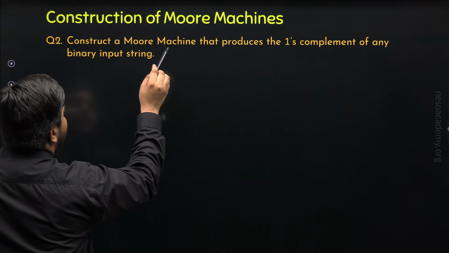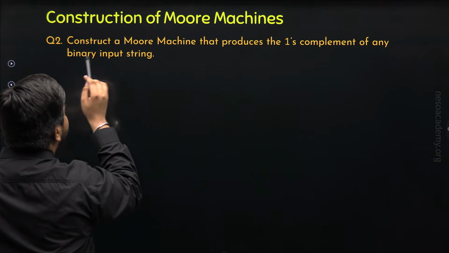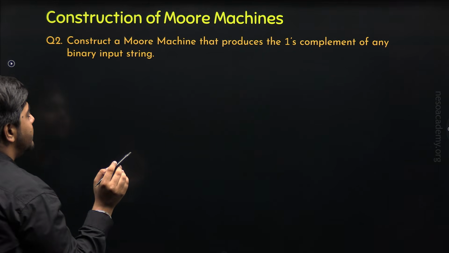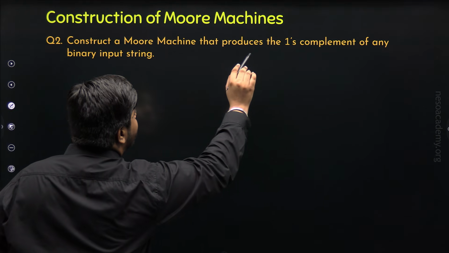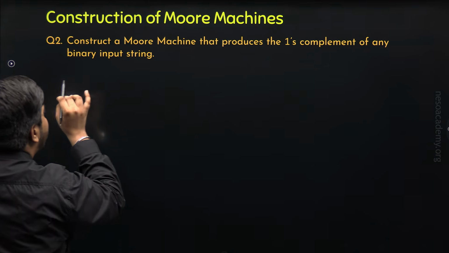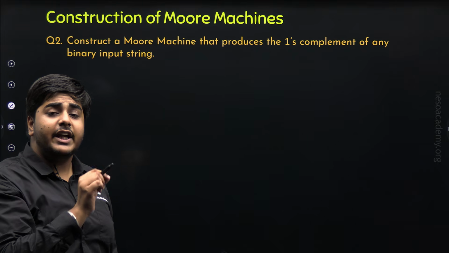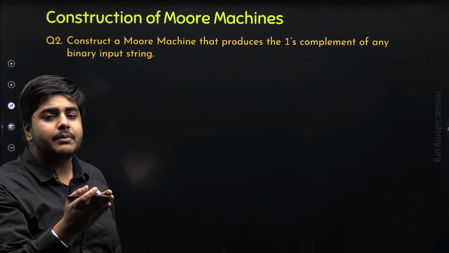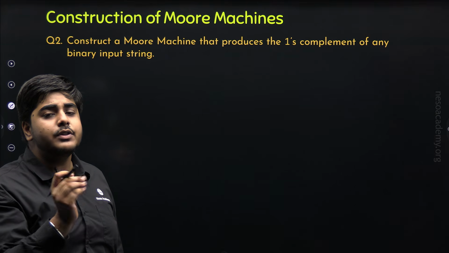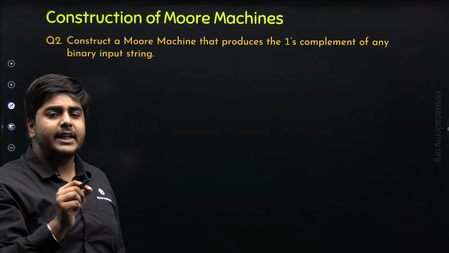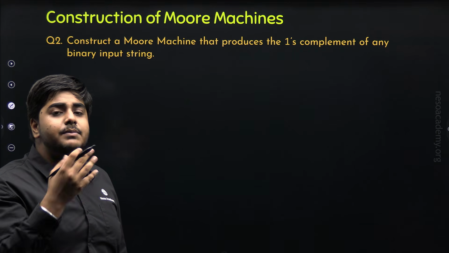Construct a Moore machine that produces the ones complement of any binary input string. That means you are required to construct a Moore machine that will produce the ones complement of any binary input string. Now, ones complement means if the input symbol is 0, the output symbol will be 1. And if the input symbol is 1, then the output symbol will be 0. Basically, we have to flip the bits. 0 becomes 1 and 1 becomes 0.